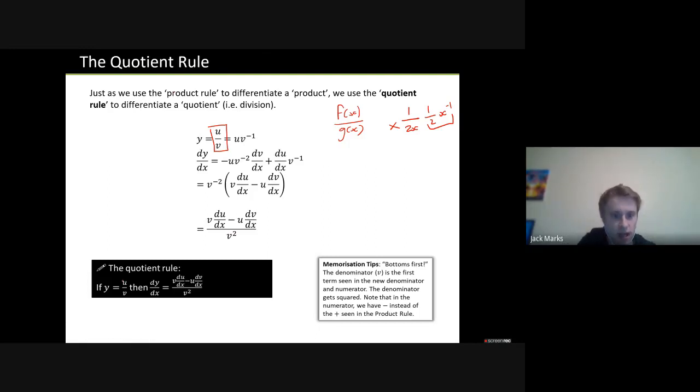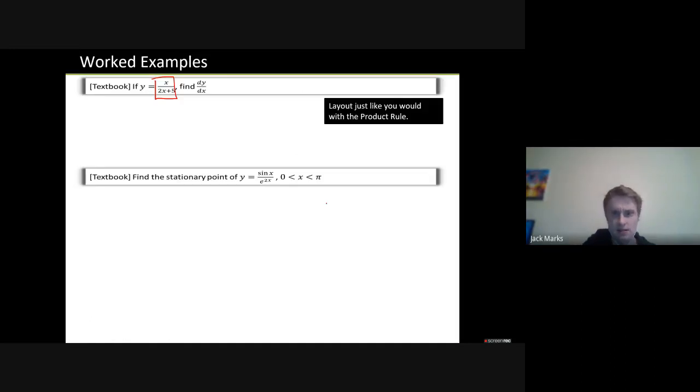So here's the rule. If we call the top part u and the bottom part v, then the rule is v multiplied by the derivative of u minus u multiplied by the derivative of v, a little bit like before, but it's sort of all gone a bit negative now and switched its way around. Finally, everything's being divided by v squared. So let's put this into practice. So if we have u over v, the format is v du minus u dv over v squared.